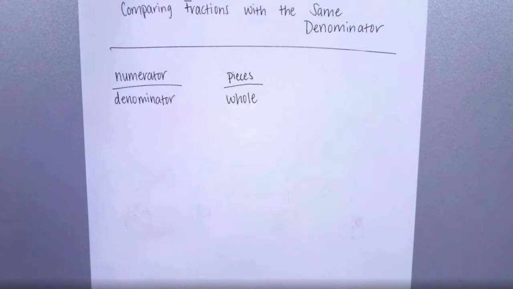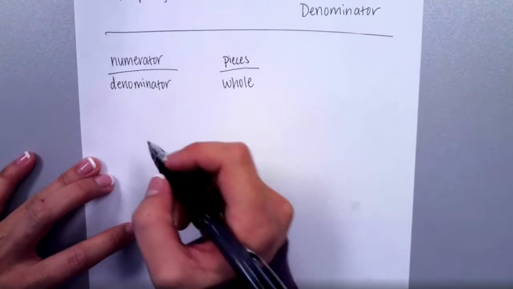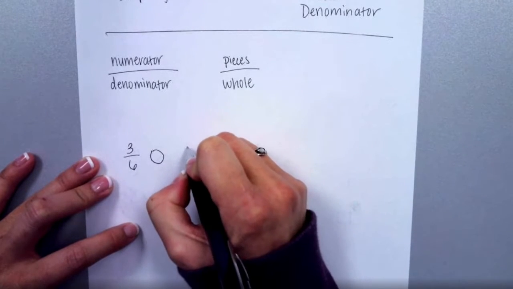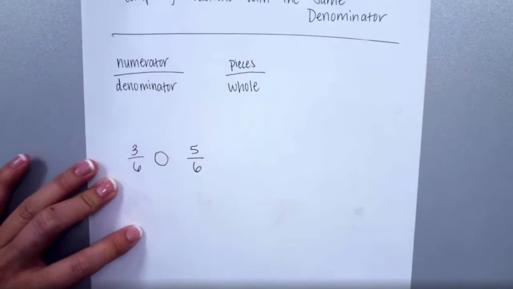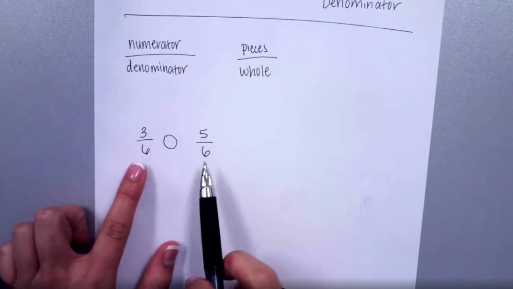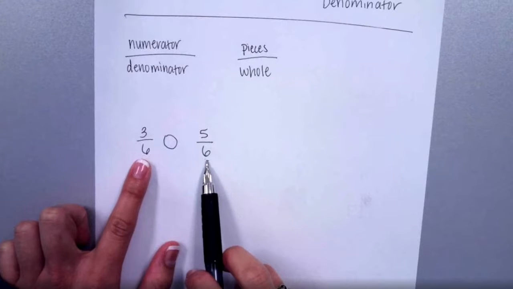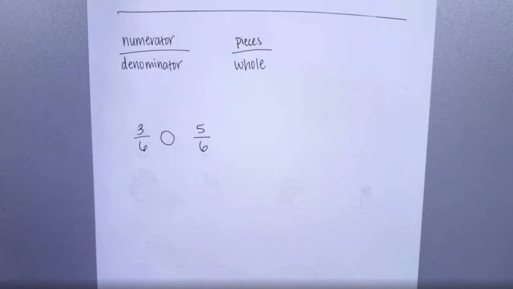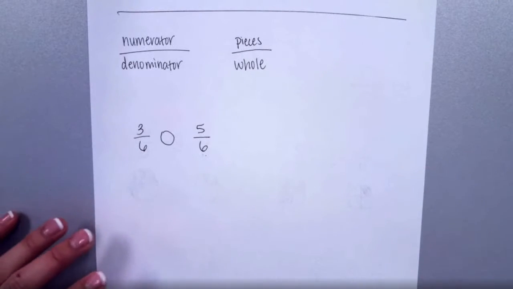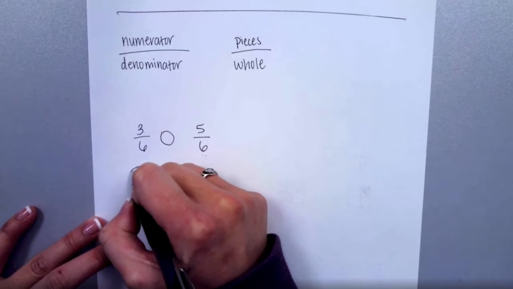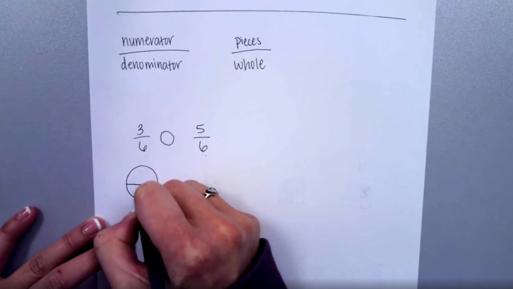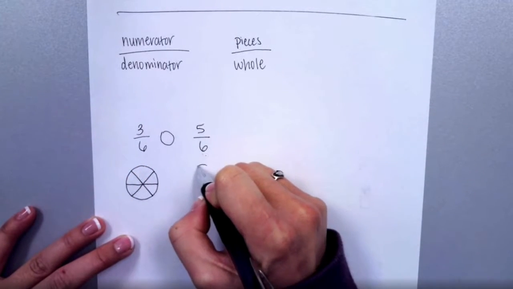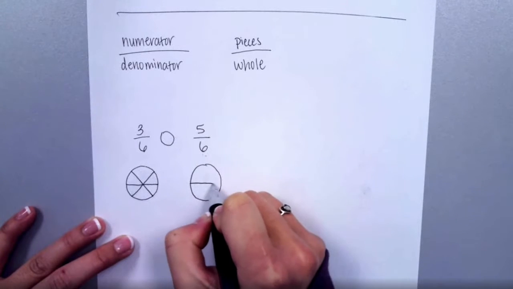Okay, so now let's look at the fractions 3/6 and 5/6. As we can see, we have the same denominator. We are using sixths, okay? And just like we did yesterday, I still like to be able to visualize this even though I have the same denominator. So I'm going to draw circles to represent my whole, and I'm going to do my best, just like yesterday, to divide up my pieces evenly.